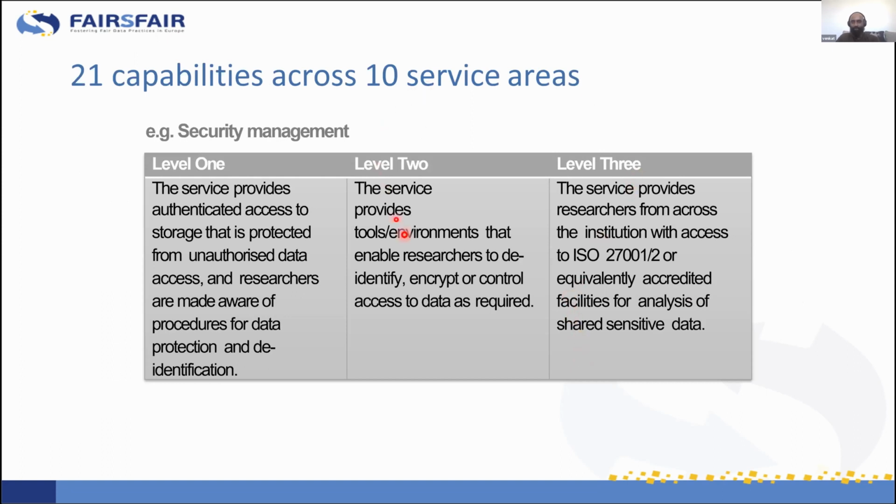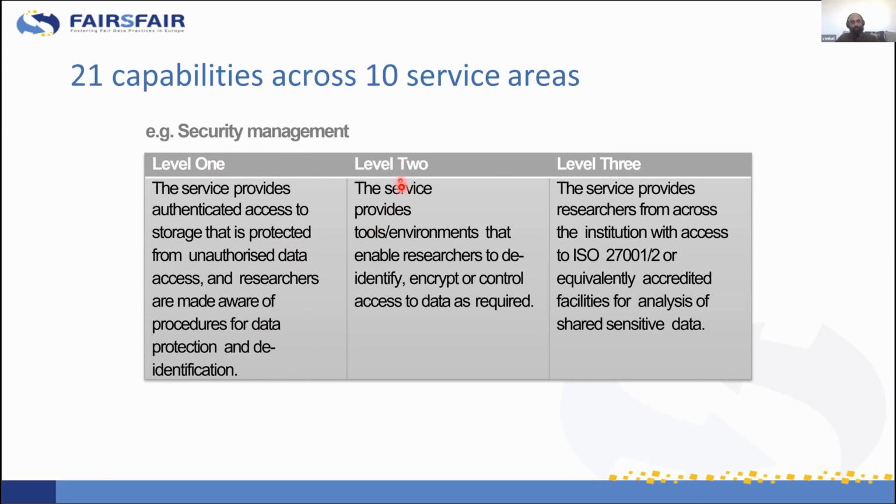So just to give a bit more detail before we actually go into the exercise, I told you this already, but just to put it into a slide context here. So level one, I said to you, it's basically the baseline level of providing a service. So for example, in this heading for security management, so one of those 10 headings, these are the three choices that you might encounter. So for level one, the service provides authenticated access to storage that is protected from unauthorized data access, and researchers are made aware of procedures for data protection and de-identification. So I hope you can see here that it seems like there's a minimum amount of effort that was put into actually meeting these requirements.